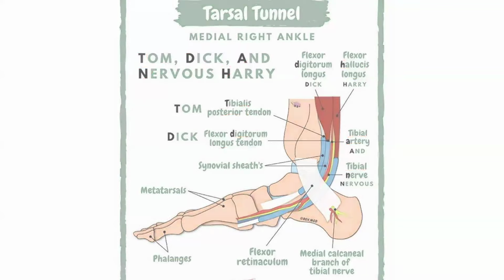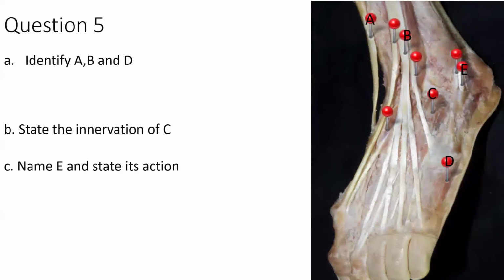Okay. On to the fifth question, the final question. Now here we are seeing the structures of the extensor compartment on the anterior aspect of the ankle. We've been asked to name A, B, and D. A here is the most medial structure. The extensor retinaculum has been removed to expose the structures which pass underneath it. And A, the most medial, is the tibialis anterior, the tibialis anterior tendon.